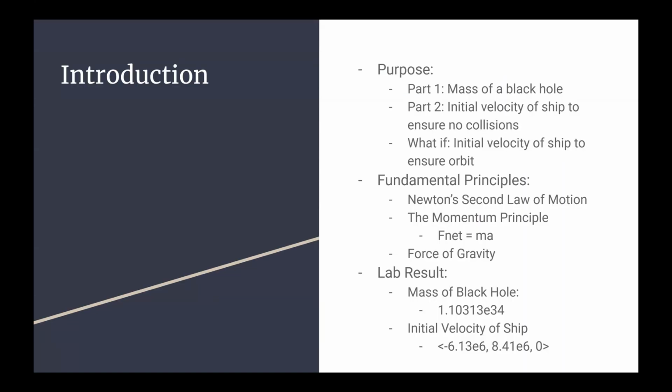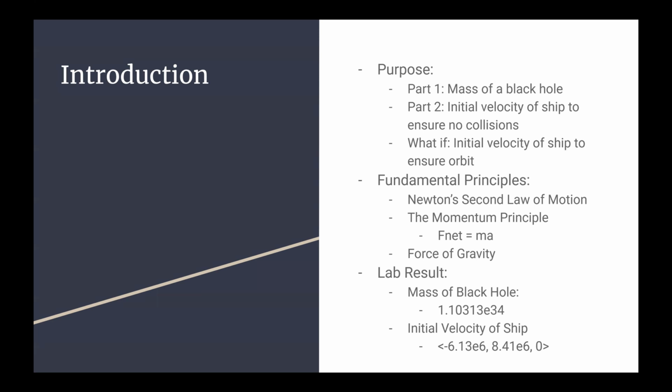This lab is broken into three parts. The purpose of part one is to find the mass of the black hole. The purpose of part two is to use the mass of the black hole to find the initial velocity of the ship so that we can ensure that there are no collisions of the ship with the black hole. Part three, or the what if question, is to find the initial velocity of the ship to ensure an orbit around the black hole.